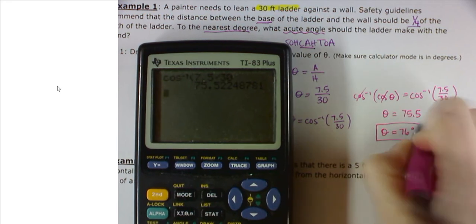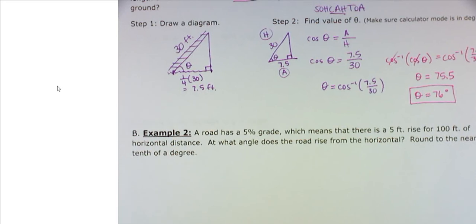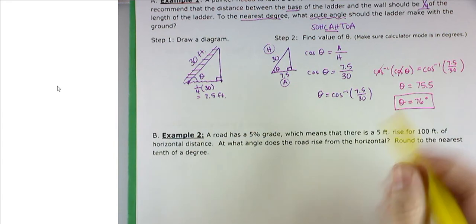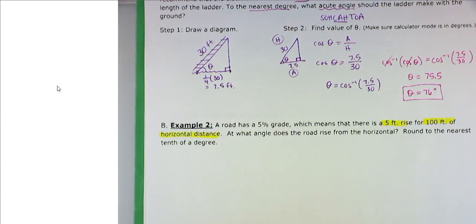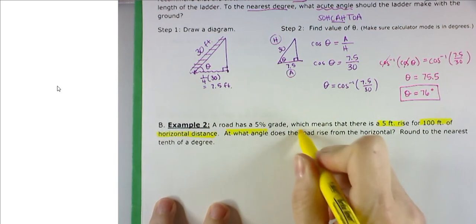All right, for example 2, it says a road has a 5% grade, which means that there's a 5-foot rise for 100 feet of horizontal distance. At what angle does the road rise from the horizontal? And this time we're rounding to the nearest 1/10 of a degree.